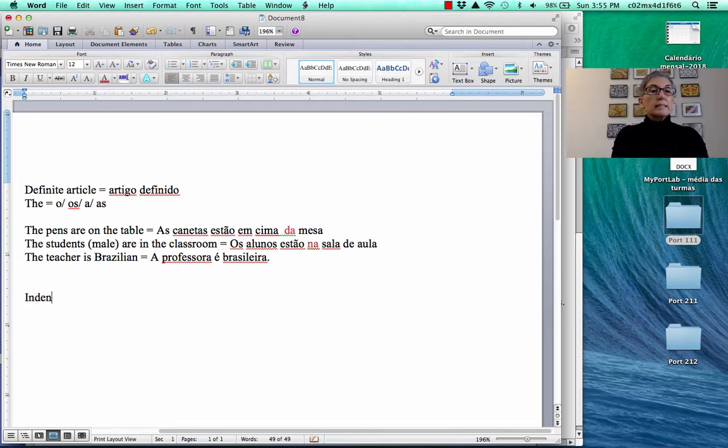So as the indefinite article in Portuguese, you're going to have, so in English, you have, so how do you say this? Artigo indefinido. So in Portuguese, in English, you have a or an, right? If a comes before a noun that has a vowel sound, you have to use an instead of a, okay?